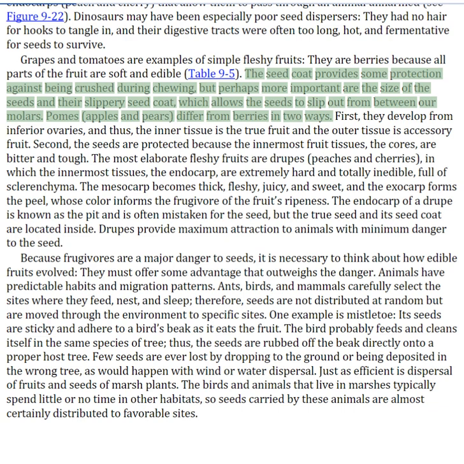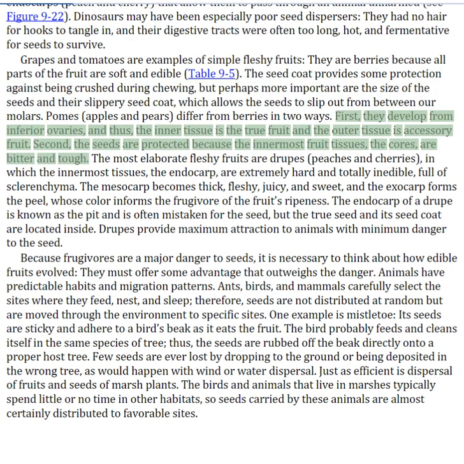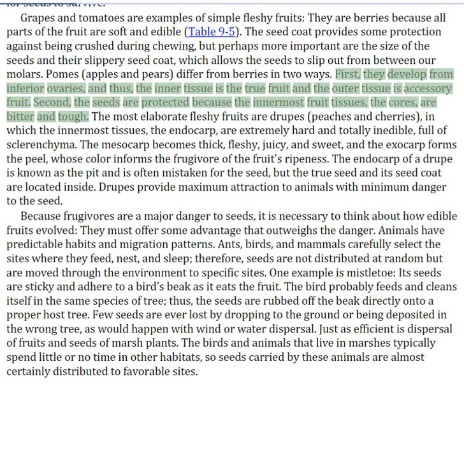Pomes differ from berries in two ways. First, they develop from inferior ovaries, and thus, the inner tissue is the true fruit and the outer tissue is accessory fruit. Second, the seeds are protected because the innermost fruit tissues, the cores, are bitter and tough.